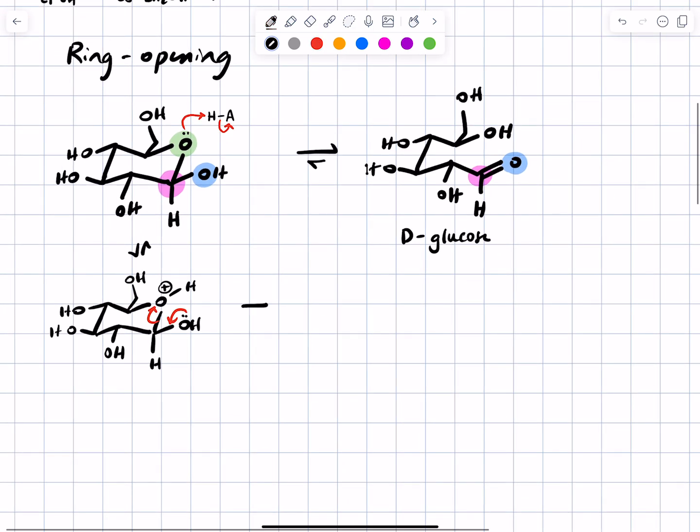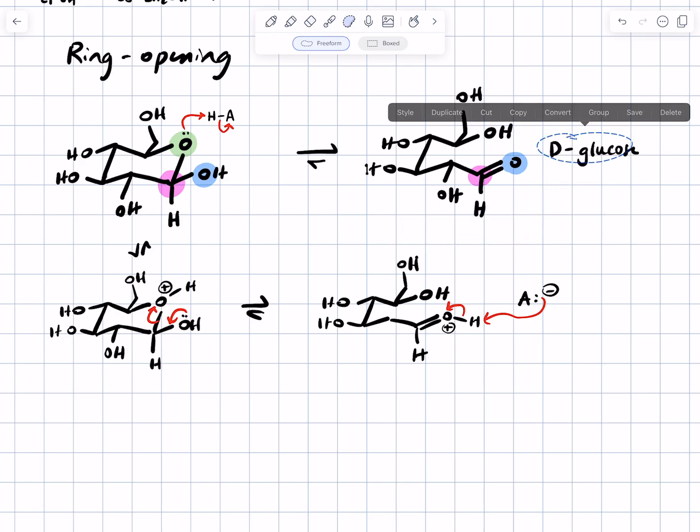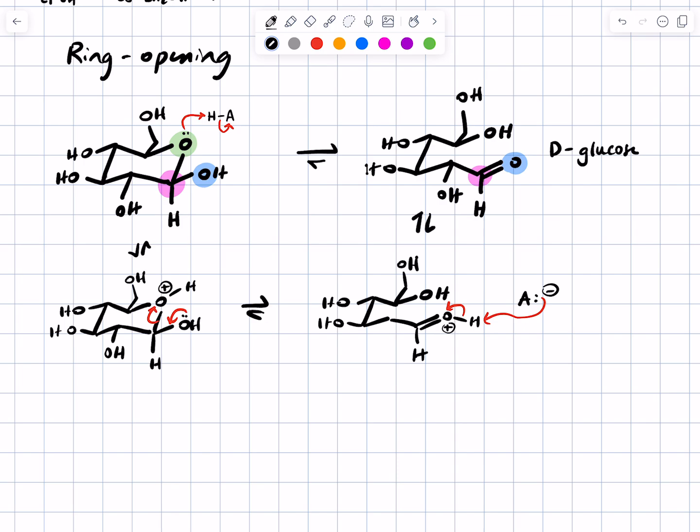That will lead to a second oxonium ion that now looks like an aldehyde, and this is ring opened, but the aldehyde is protonated on the carbonyl oxygen, and we would regenerate our acid using the conjugate base of our acid to remove that proton, and then that gets us to D-glucose. So that's ring opening. That mechanism is fine.